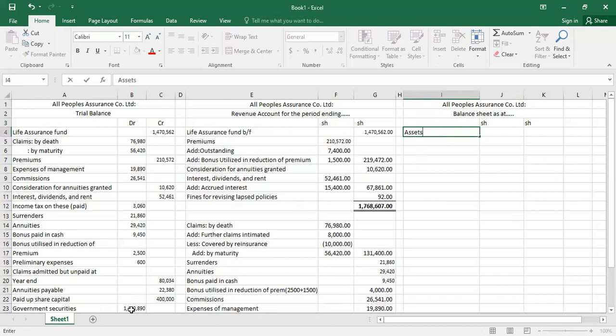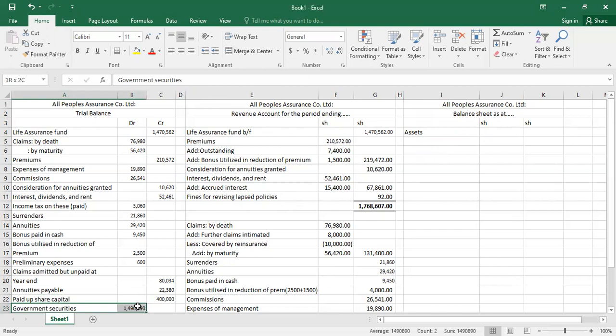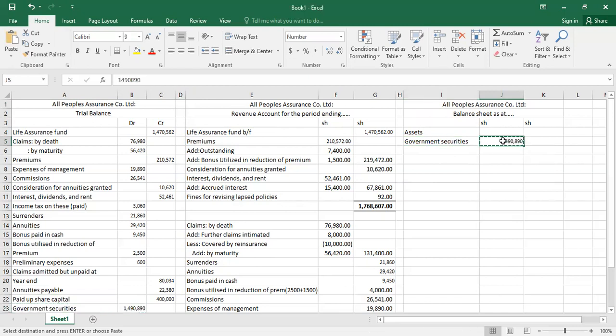And from this list, you can see we have the government securities. So I'll pick them. Government securities. This figure is supposed to be on this side. It's an asset. Anything else?